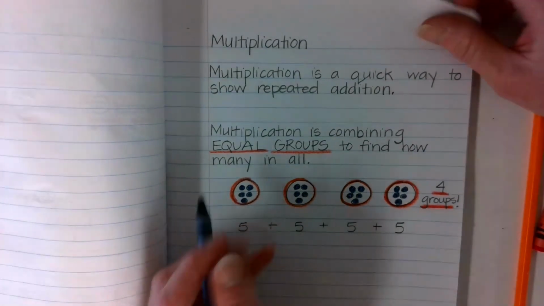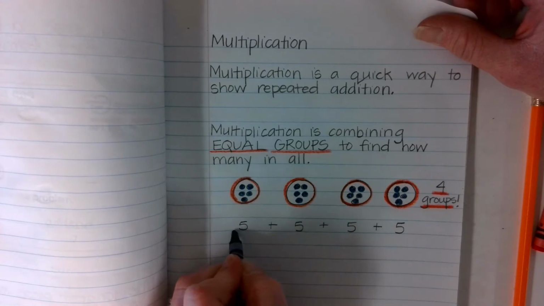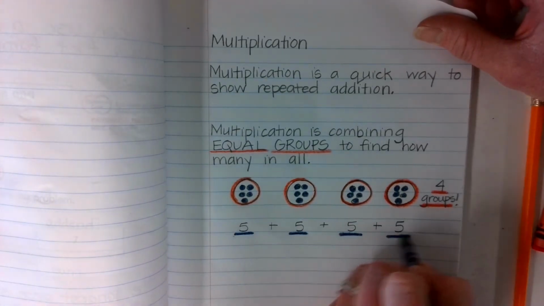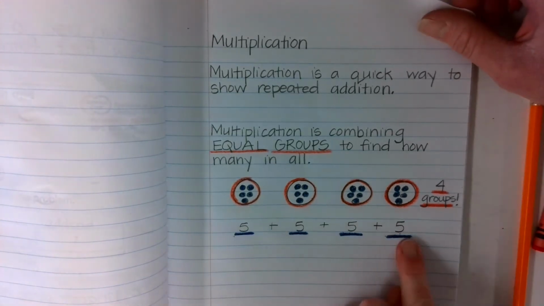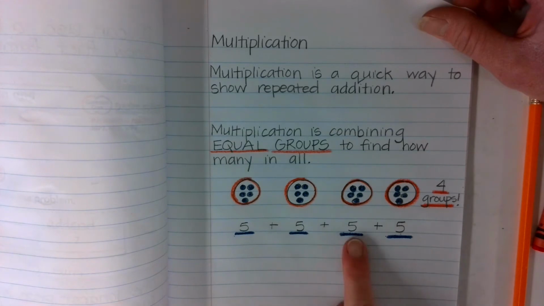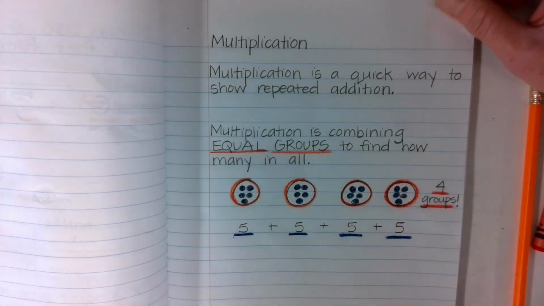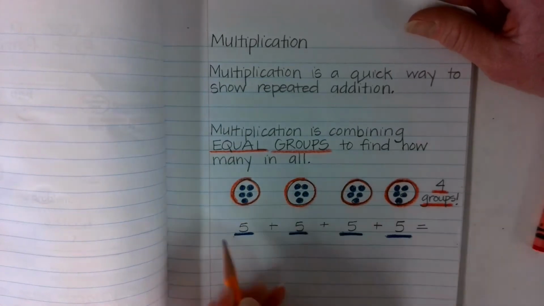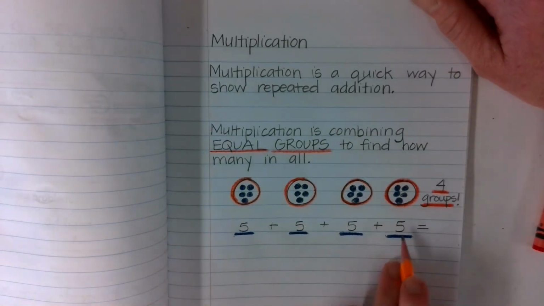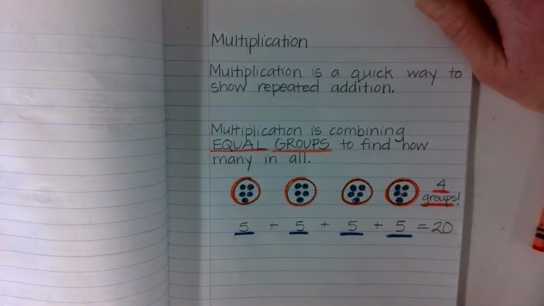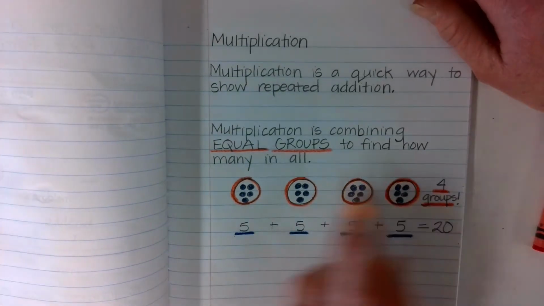So these are my grapes. Okay, my grapes are purple. So I'm going to underline my fives in purple. Those are my grapes. Five plus five plus five plus five. I have equal groups. So my sum here, if we count by fives, 5 plus 5 plus 5 plus 5 is 20. This is repeated addition.